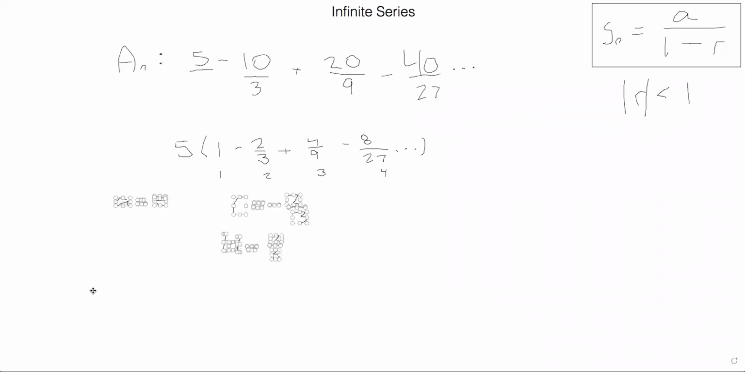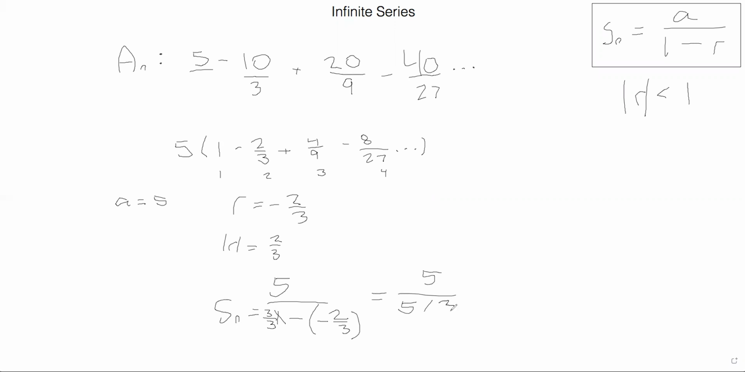So let's find the sum. The sum, S of n, that's just the shorthand notation, would be A, which is 5, over 1 minus r. So that would be 1 minus negative 2/3, which is 1 plus 2/3. And then we can think of 1 as just being 3/3. So this is like saying we have 3/3 plus 2/3, which would be 5/3. So we have 5 over 5/3, which is equivalent to 3.